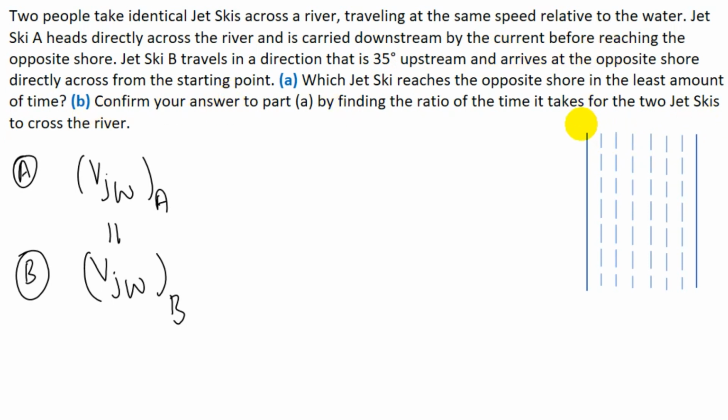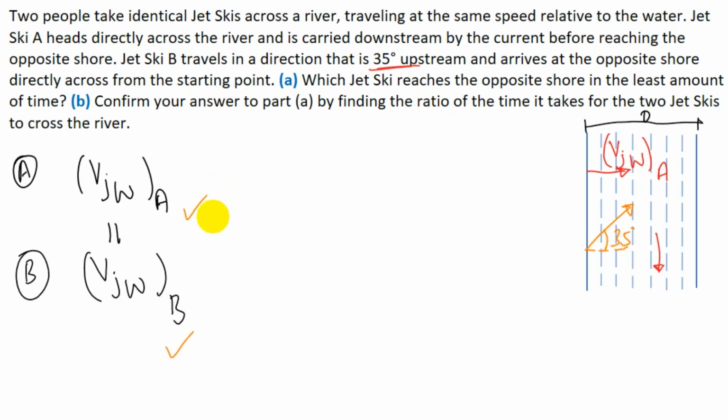So this is our river, and let this distance be D. Now for jet ski A, it starts like this, and the water is flowing like this. This is the velocity of jet ski relative to water for A. Now jet ski B travels in a direction 35° upstream and arrives at the opposite shore directly across from the starting point. So for jet ski B, it starts like this, 35° upstream. So this angle is 35°. This is what they are saying.